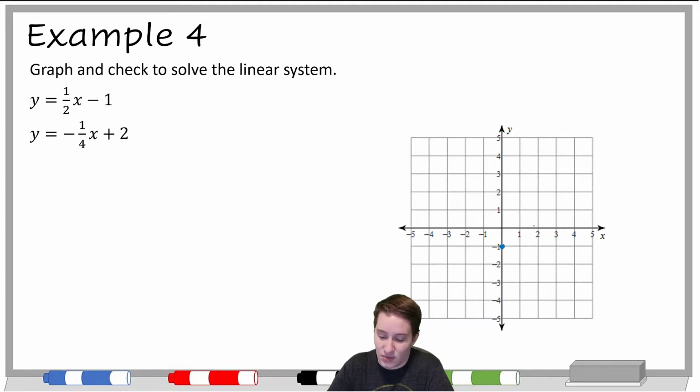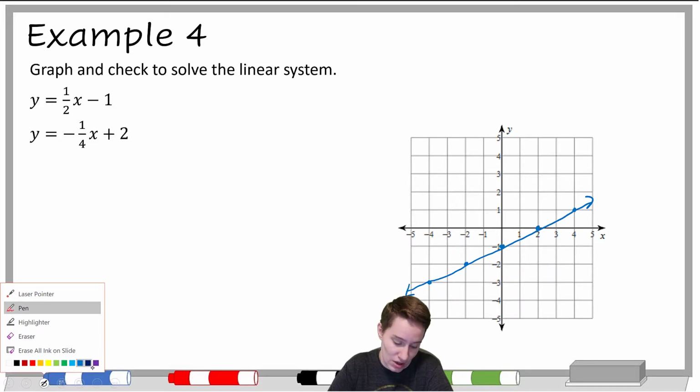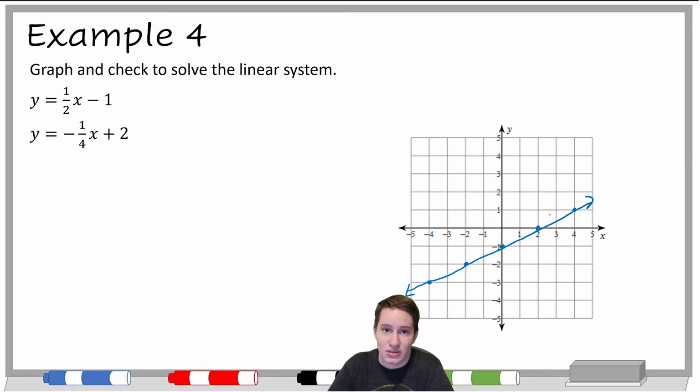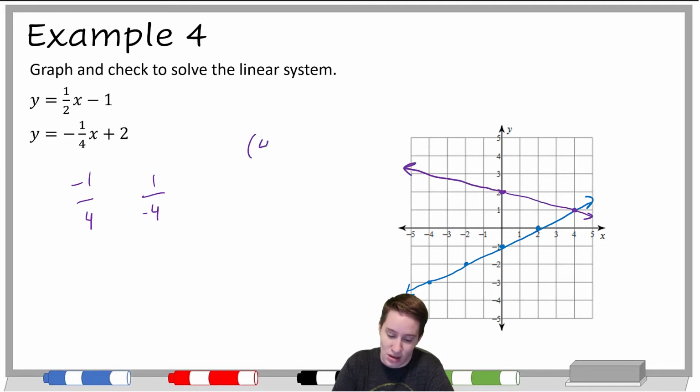The first equation starts at -1 and goes up 1 over 2. This again is one where if I make more dots, for one thing, it helps me make straighter lines. I talked about that when we first did graphing. And also it makes it easier to tell where they intersect. The other one starts at 2, -1/4. You can go down 1 and right 4, or you can go up 1 and left 4. Looks like down 1, right 4 is going to be the thing that helps us intersect here. So this intersects at 4, 1.